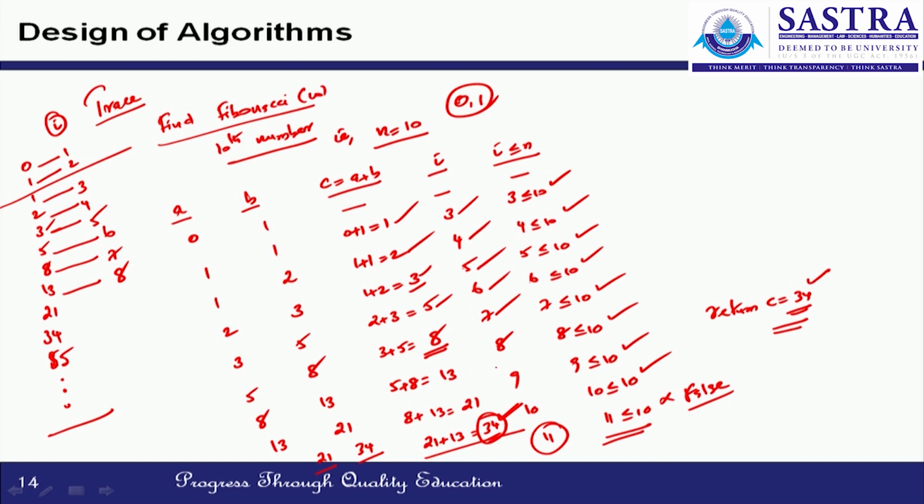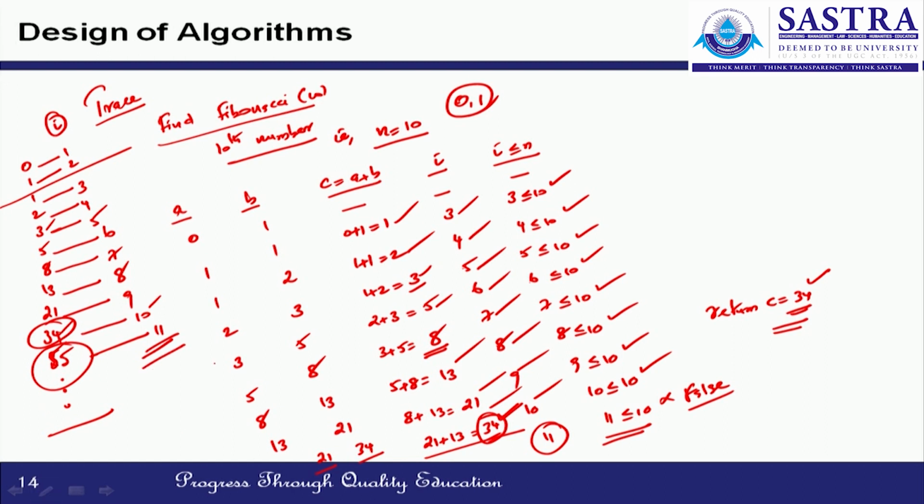Eighth number is 13. 8, 13. Ninth number is 21. 9, 21. 10th number is 34. 10, 34. Likewise, when i becomes 11, the 11th number in that sequence is 55.